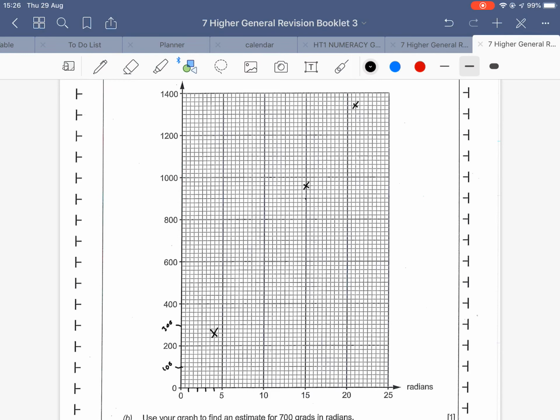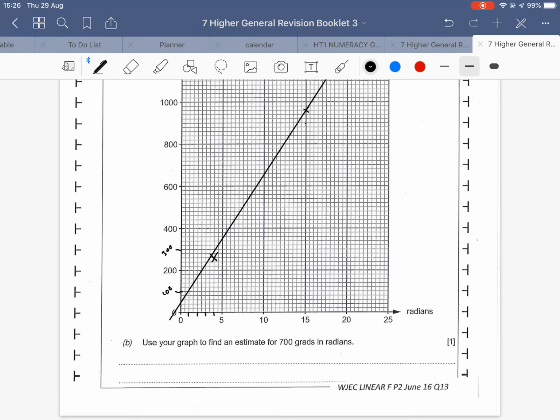Right, let's join them up. This is not going to go well on my iPad. It'd be so much easier with a ruler. Oh, I apologise. I'm just going to leave it because I'm not going to get any better than that.